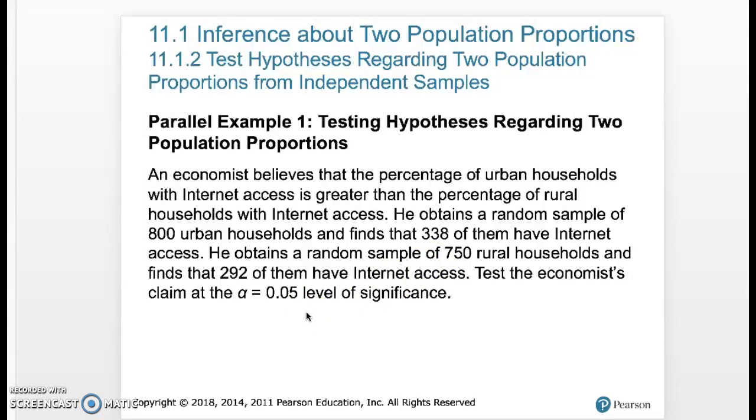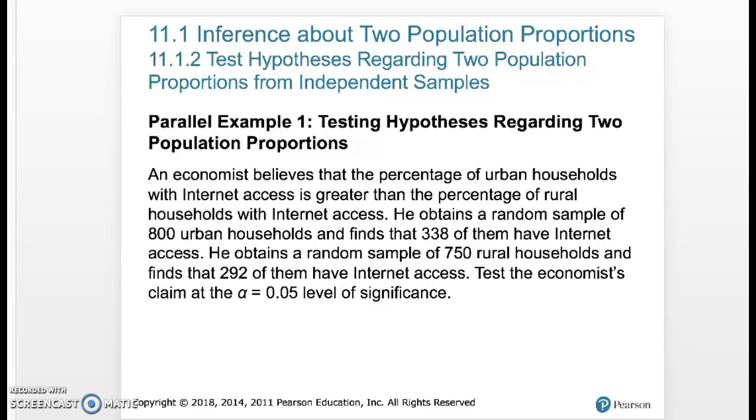So after you read a scenario, make sure that you can pick out what data goes with what group. In other words, making sure we don't mix which numbers go with urban and which numbers go with rural as we're doing our calculations is going to be important. Let's go ahead and go through our steps.